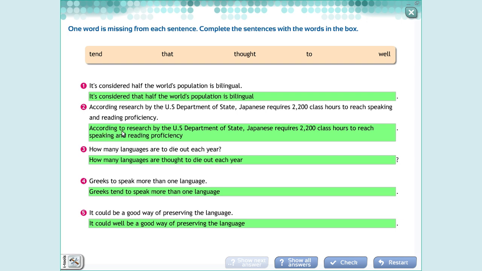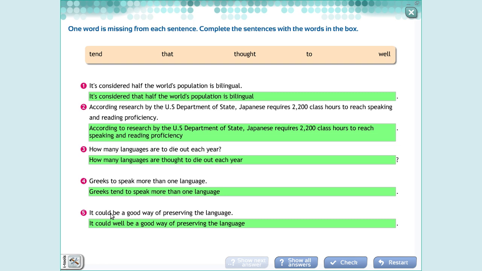When I use "according", I need to write "to". You can just write here the missing words. You don't need to rewrite the whole sentence. How many languages are thought to die out each year? We need to write "are thought". Are considered, are said, are believed, are thought. Greeks tend to, always tend to, okay, we need the infinitive here. And when I have modal verbs, could well, might well, should well, okay, so we have the missing word here, "well".